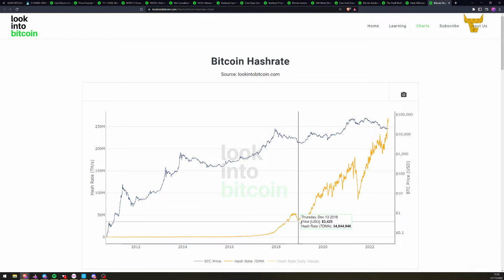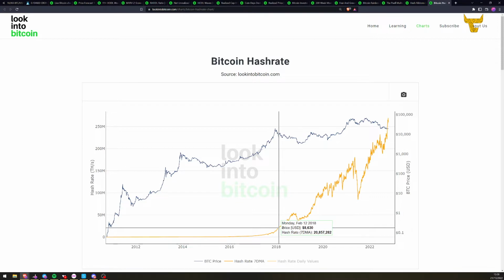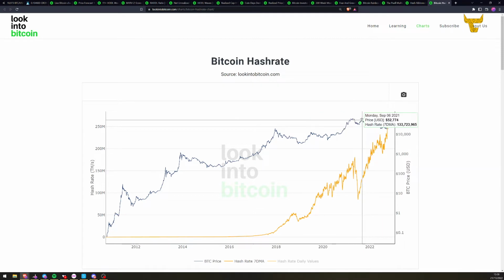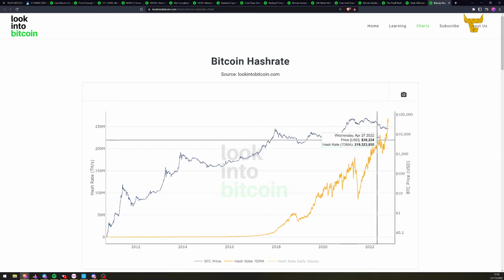But still, that means there is still investment, there is still confidence from this part of the industry in the future of Bitcoin, which is quite contradictory to what the price action is, really.